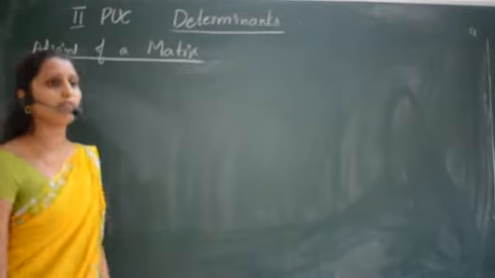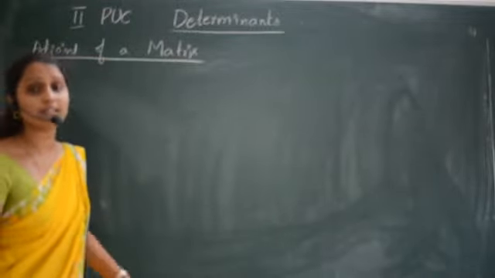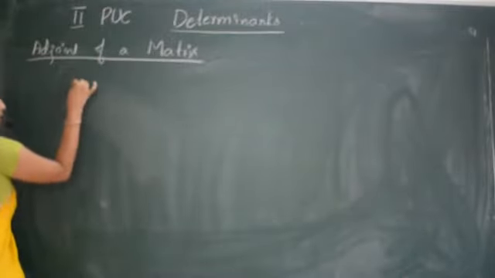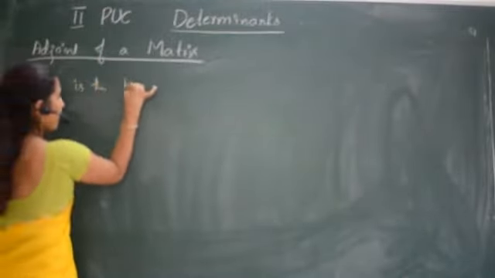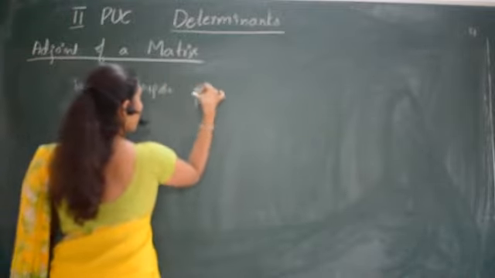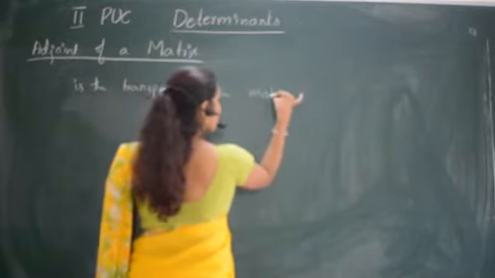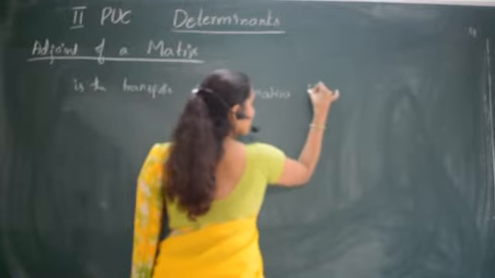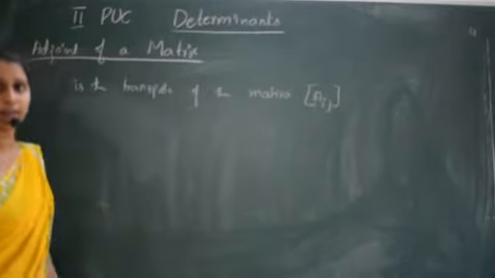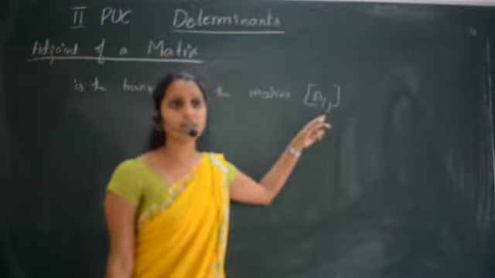This is a term defined for a square matrix. So, adjoint of a square matrix is the transpose of the matrix Aij. So we know what is Aij. The capital Aij is a matrix. It is called the cofactor.